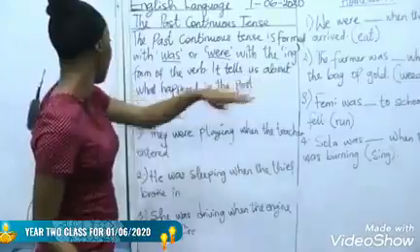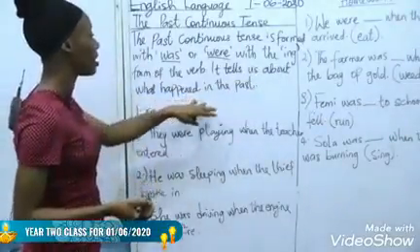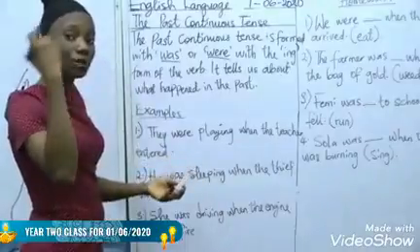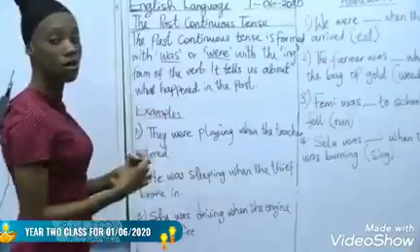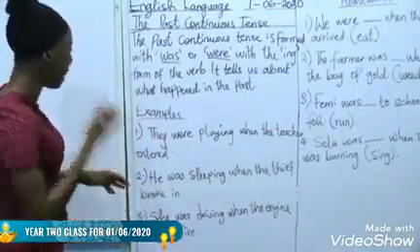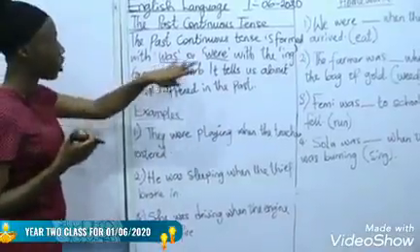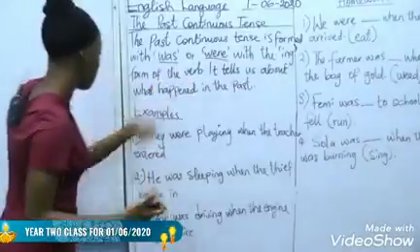Past continuous tense tells us about what happened in the past. It doesn't tell us about the future. It doesn't tell us about the present. Instead, it tells us about the past. And that is why we have was or were, with the ing at the back of the verb.